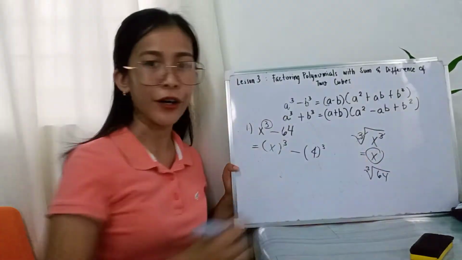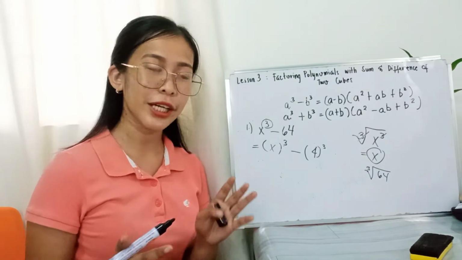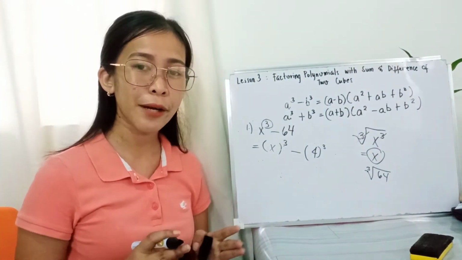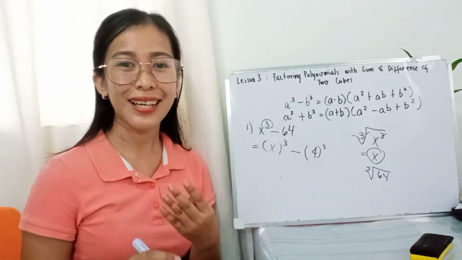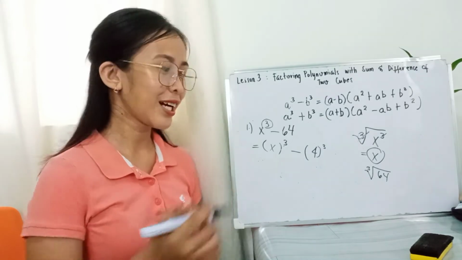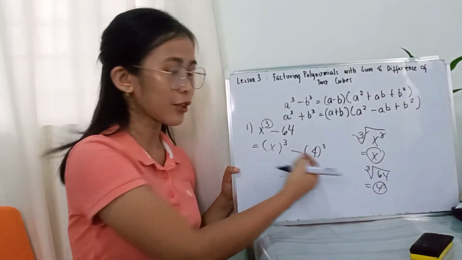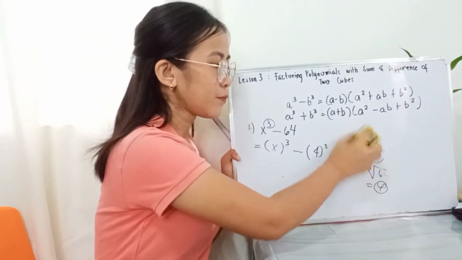Cube root of 64. Kung may calculator kayo or marunong kayong gumamit ng scientific calculator, kayang-kaya ninyo yung sagutan. Pero kung memorize ninyo naman yung mga numbers na mayroong perfect cubes, sobrang dali na lang din nito para sa inyo. So, of course, cube root of 64 is 4. And ito nga siya. Ganun lang siya kasimple.